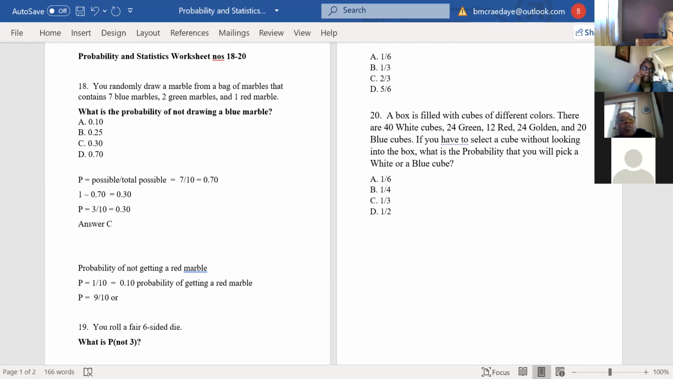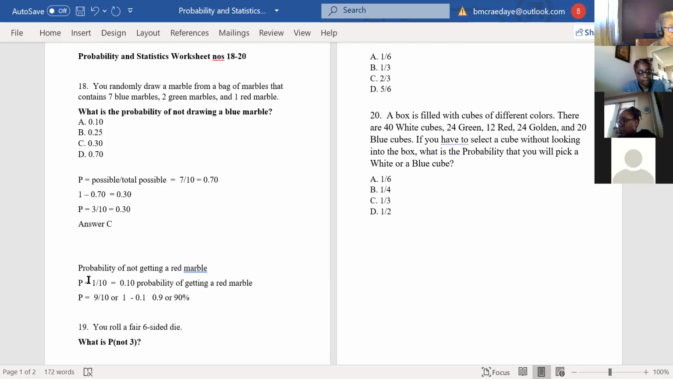That's right. Or you could say 1 minus 0.1, because both of those give you 9/10. So you get 9/10, 0.9 or 90%. So the probability of not getting a red is 90% because you have 2 other colors that add up to 9. 7 blue and 2 green add up to 9.